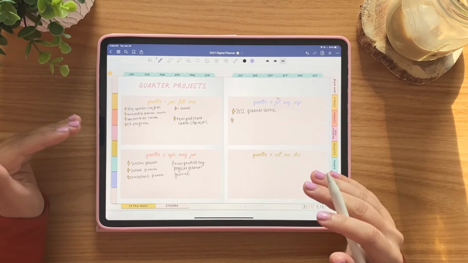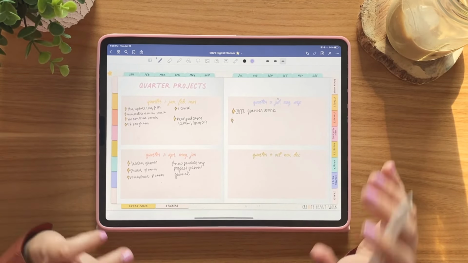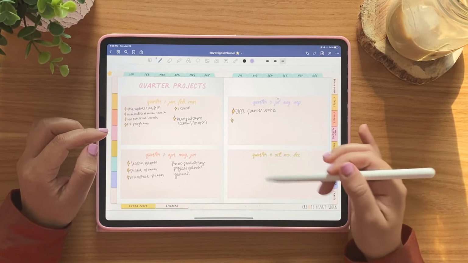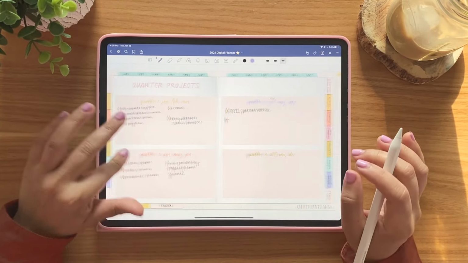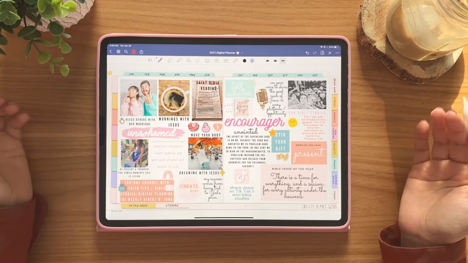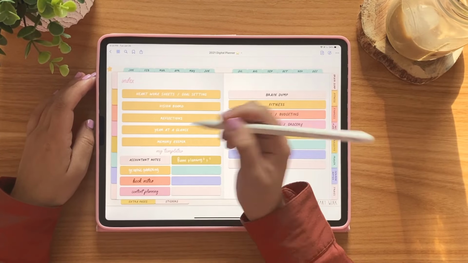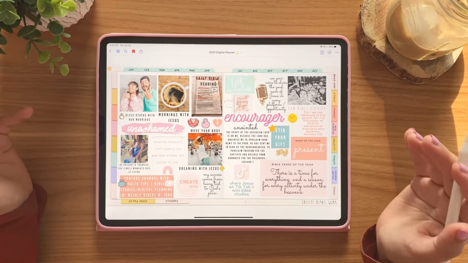Then I have my quarter projects, things that I'm going to be working on. I have from quarter 1, quarter 2, quarter 3. I haven't filled out quarter 4 yet, but we will be getting to that. And then I have my vision board. So I can access it through the, where is it? Vision board right here. This is my vision board.